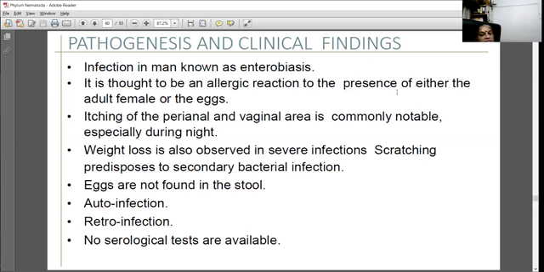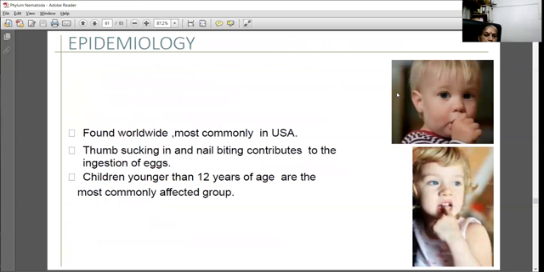Now, pathogenesis is seen because of autoinfection. I told you what autoinfection is. Secondly, I have talked to you about retroinfection. So, pathogenesis can be because of retroinfection too. Also, no serological tests are available to detect pinworm infection.